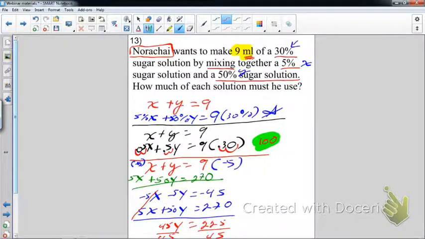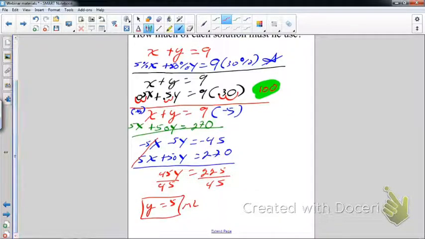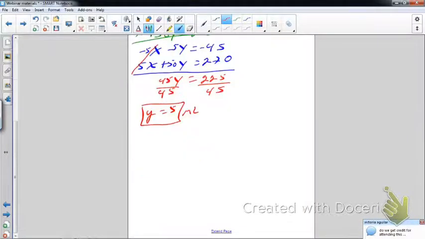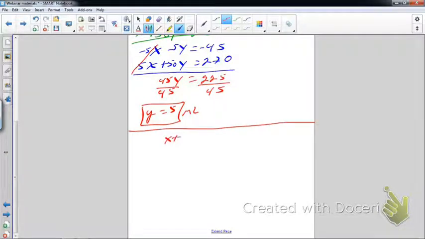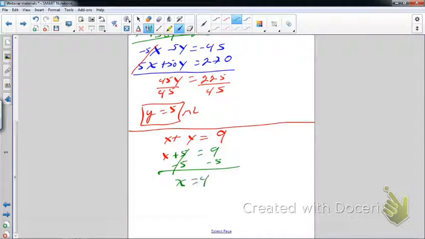Remember, we are trying to figure out the other solution that's going to give us that 9. So we're just going to take what we know about the first equation. The first equation tells us that x plus y gives us 9. Well, I already know what y is, so I have x plus 5 equal to 9. I use the subtraction property of equality. That simplifies, and I end up with x is equal to 4.